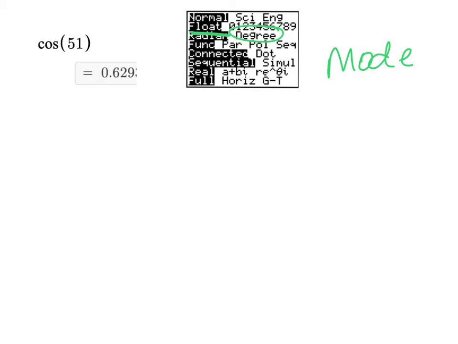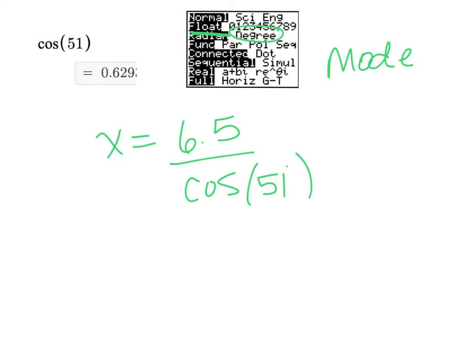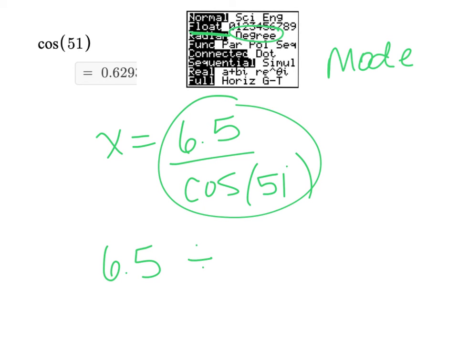So right now we have x equals 6.5 over the cosine of 51 degrees. In your calculator, to get the most accurate answer, you're going to type this entire thing. So in your calculator, you're going to put 6.5. You're going to hit the division. You're going to type a parenthesis, then hit your cosine button. It'll give you another parenthesis. Type 51 and the parenthesis, so it looks like that.